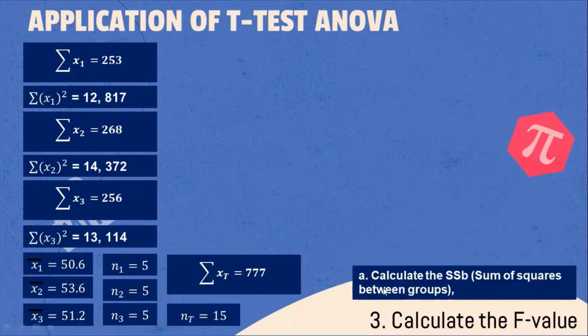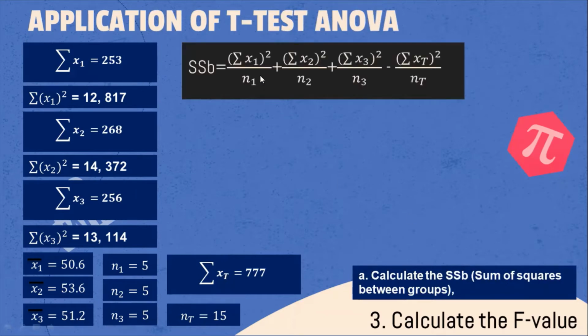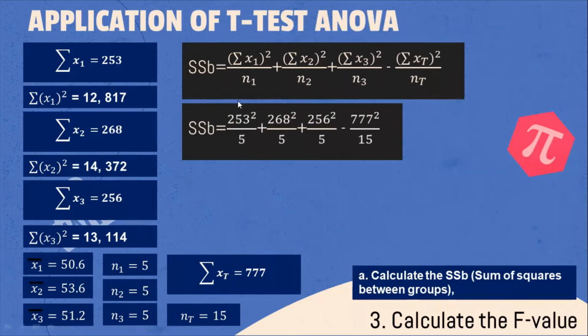Next one, calculate the SSB, or sum of squares between groups. Here's our formula. The square of the summation of x sub 1 over n sub 1, plus the square of the summation of x sub 2 over n sub 2, plus the square of the summation of x sub 3 over n sub 3, minus the square of the summation of x sub t over n sub t. It goes like this.